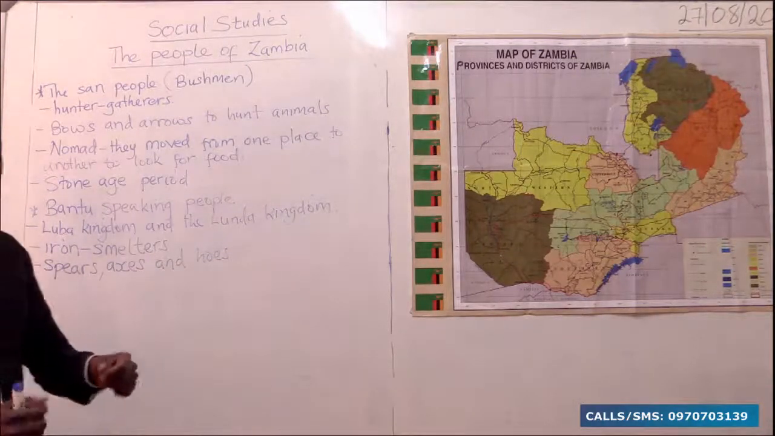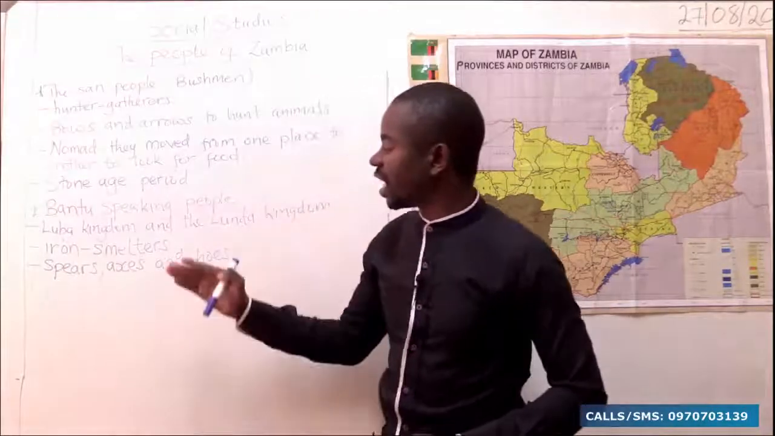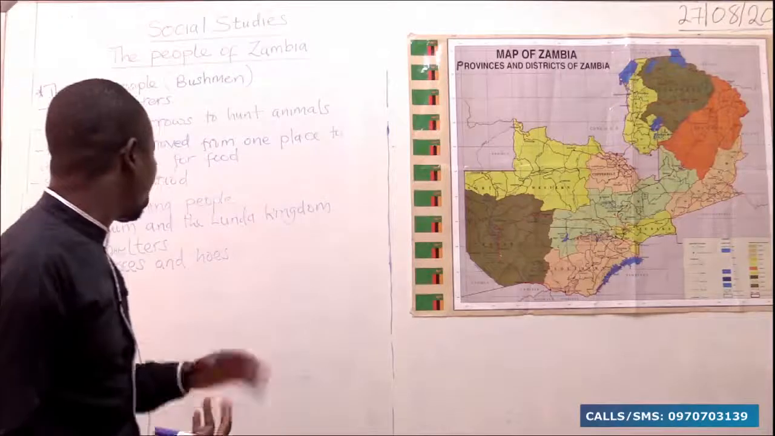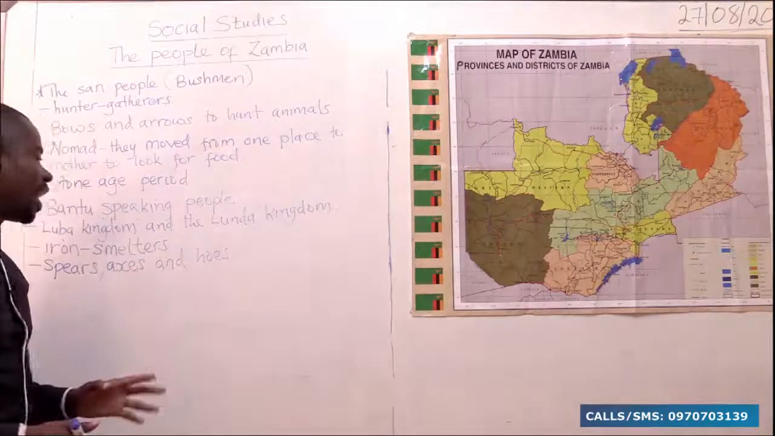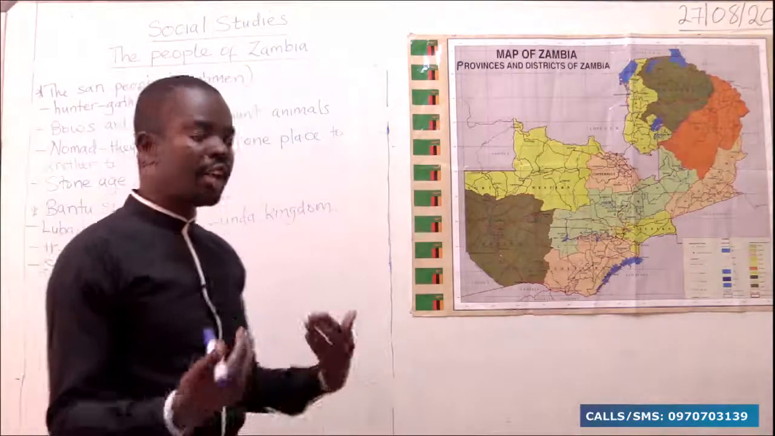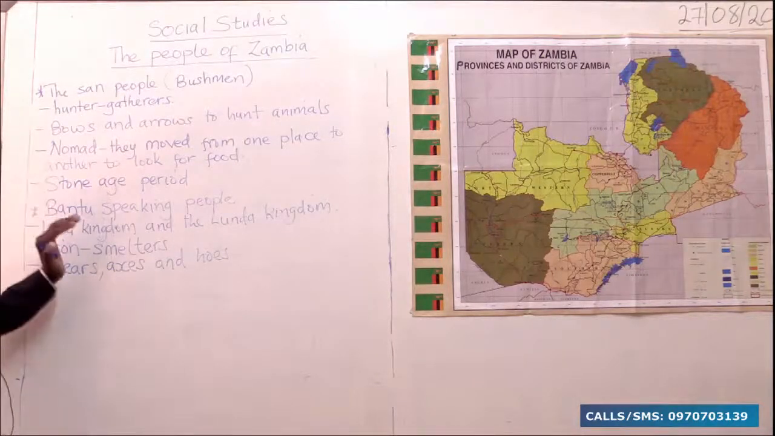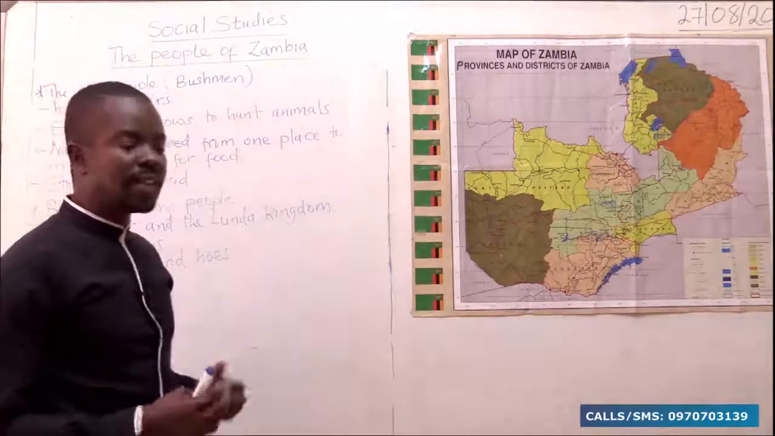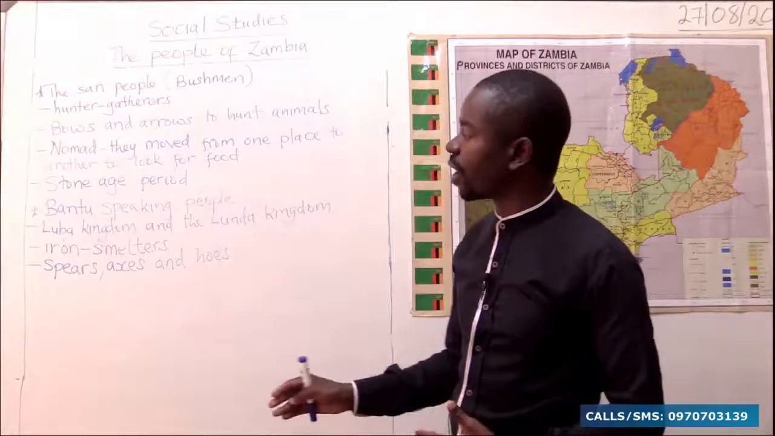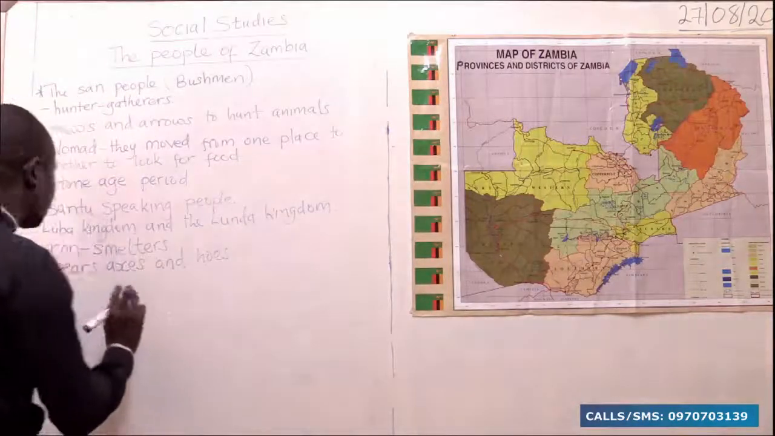They used spears to hunt animals, and they used axes to cut down trees. Then they used the hoes in order to cultivate the soil. So this is about the Bantu-speaking people. Don't worry, boys and girls, if I'm too fast, we'll go through the notes again for you to understand.